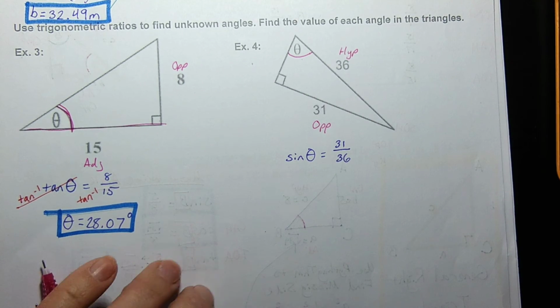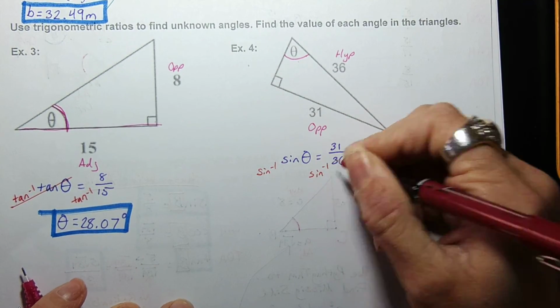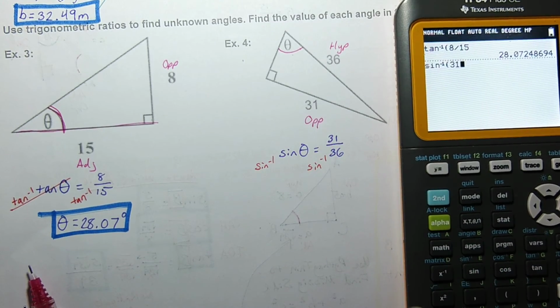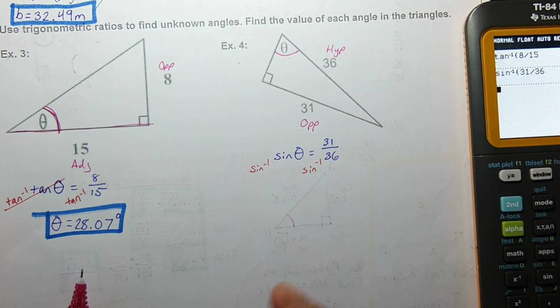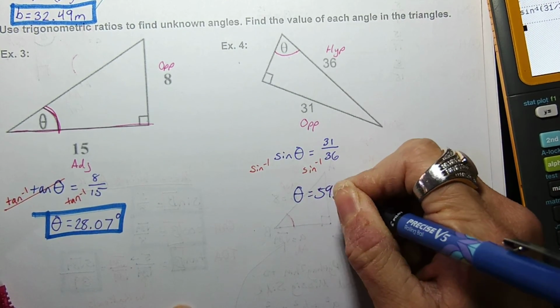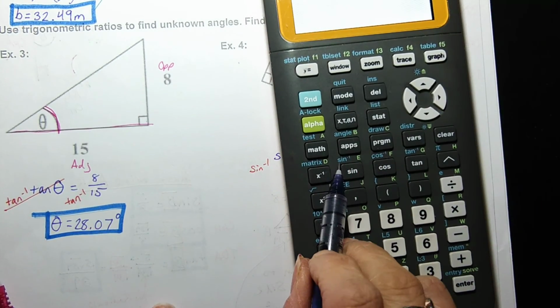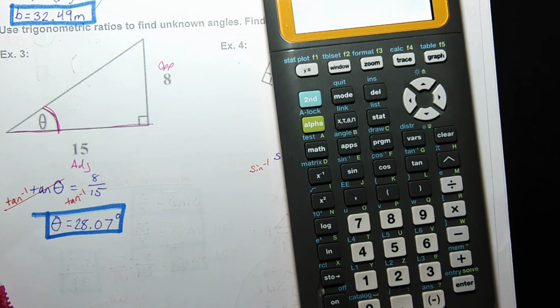How do we get rid of sine to solve for theta? We inverse sine both sides. So inverse sine, 31 divided by 36, and we get 59.44 degrees. Yeah, inverse sine, sine to the negative 1, second sine. That's your inverse operation.